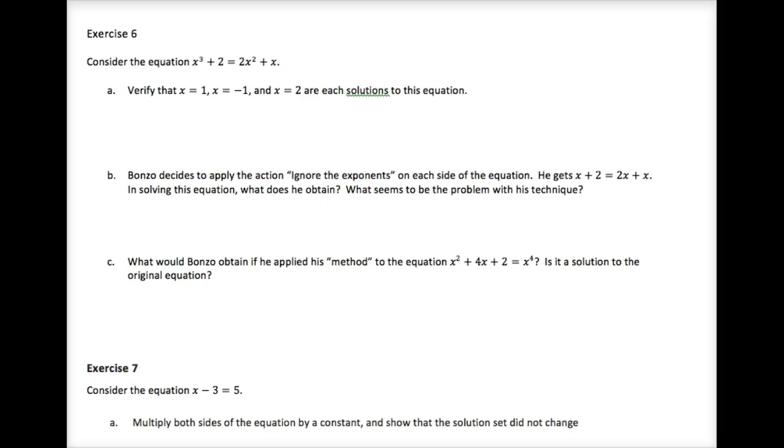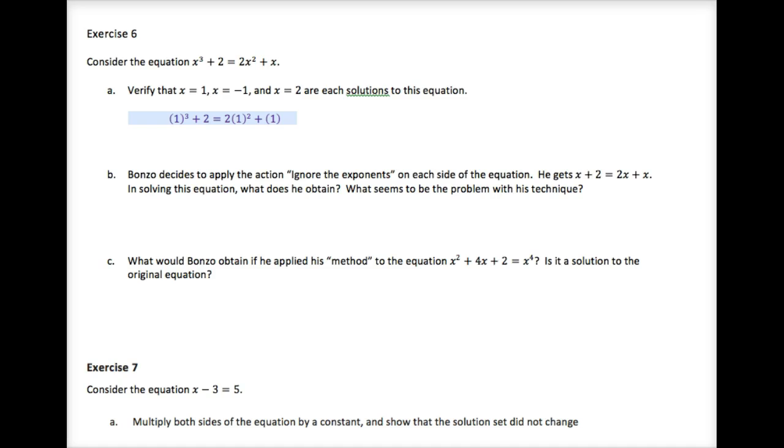Module 1, Lesson 13, Exercise 6. We're going to look at an equation with a third power this time: x to the third plus 2 equals 2x squared plus x. First thing we're going to do is decide whether or not possible solutions are 1, -1, and 2. We're going to do that using substitution.